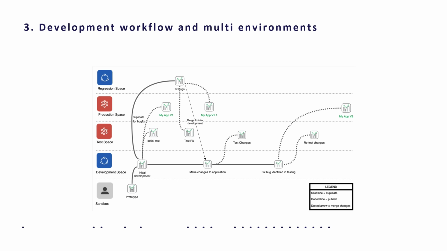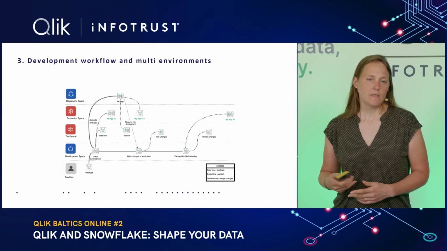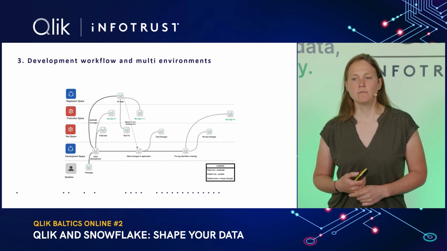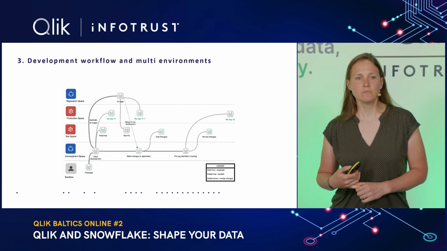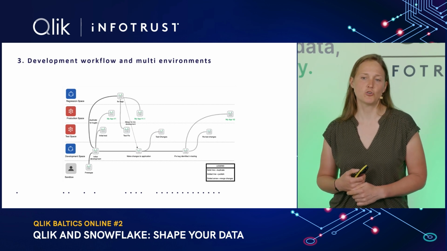And of course, usually there might be several iterations. During the test, some bugs or issues are identified. Developers make the changes in the development space, publish it back to the test, and so on. So there might be several iterations. And finally, when everything is ready, the new version of the application is published to the production space, again by replacing the previous version.